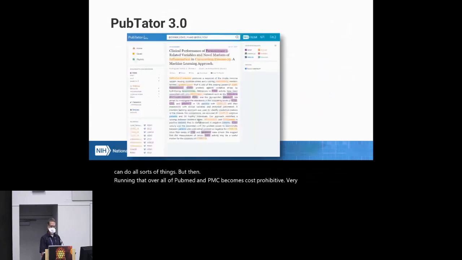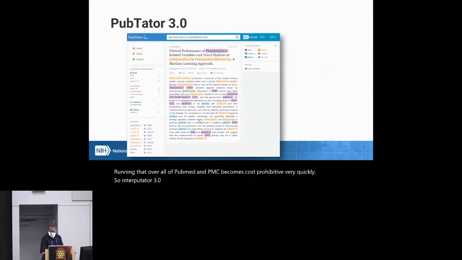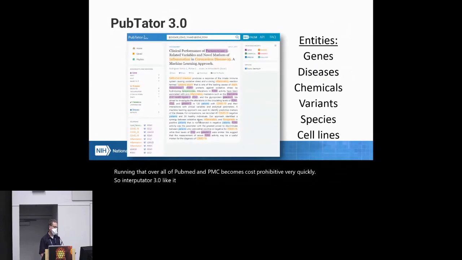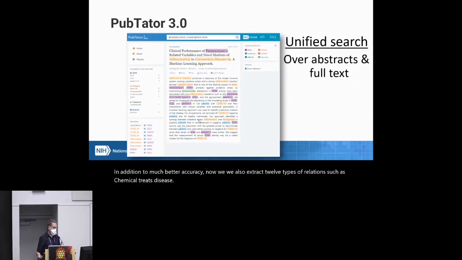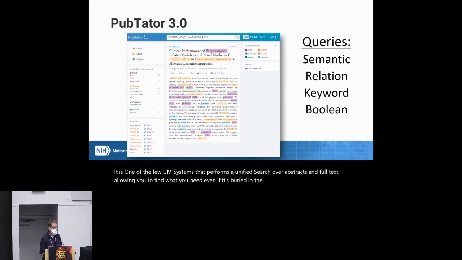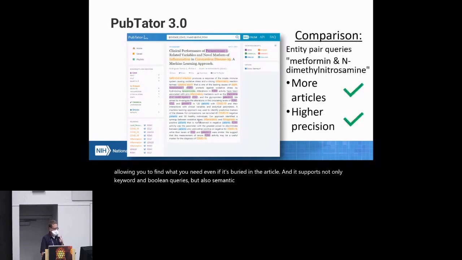So enter PubTator 3.0. Like its predecessor, it extracts 6 different types of biomedical entities from the literature, like genes and diseases and chemicals. In addition to much better accuracy, now we also extract 12 types of relations, such as chemical treats disease. It is one of the few systems that performs a unified search over abstracts and full text, allowing you to find what you need, even if it's buried in the article. And it supports not only keyword and Boolean queries, but also semantic queries and relation queries.